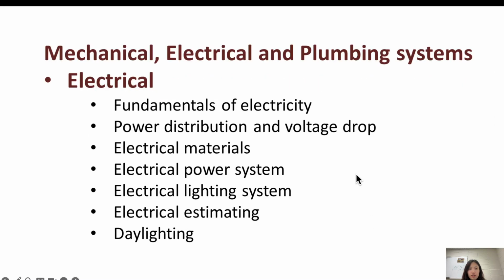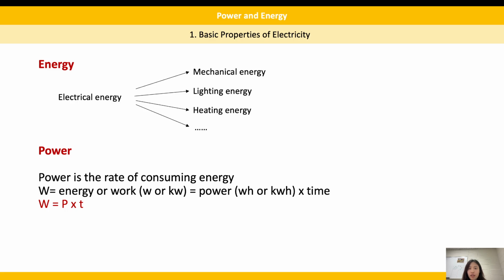Okay, hello everyone. In this video I will start introducing power generation and power distribution. First, let's review the basic properties of electricity. So, the first term: energy.